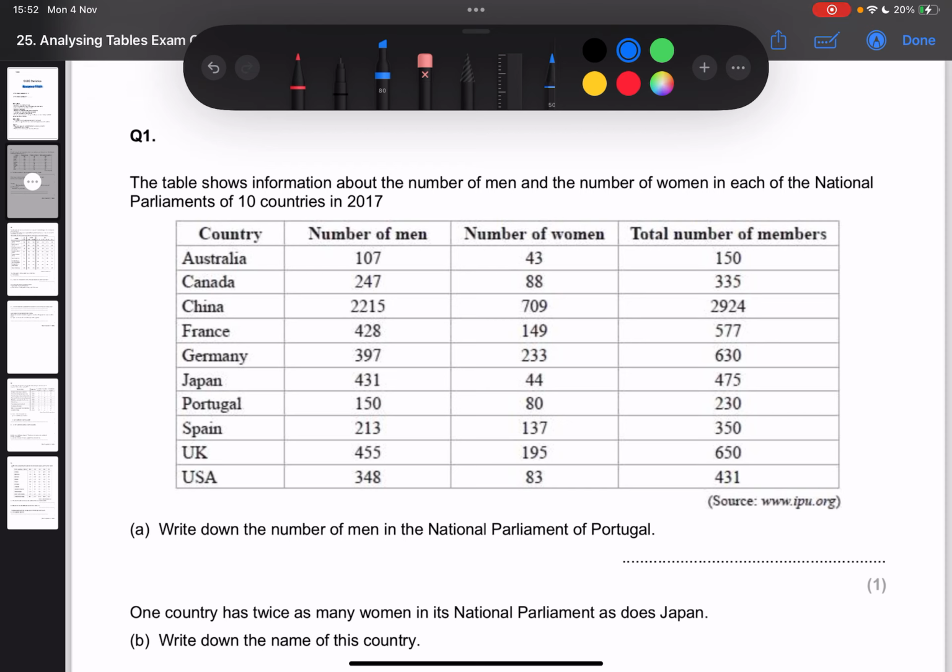So, quite simply, write down the number of men in the National Parliament of Portugal. So, quite clearly, you just need to go to Portugal and you need to go to the number of men. And as we can see, there are 150 men.